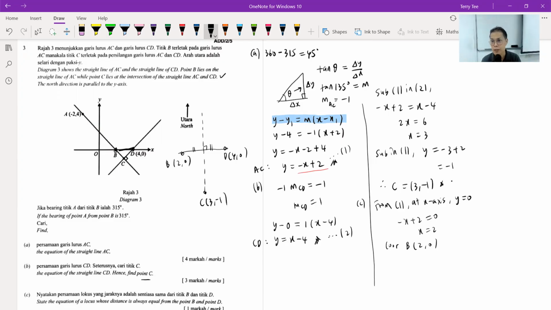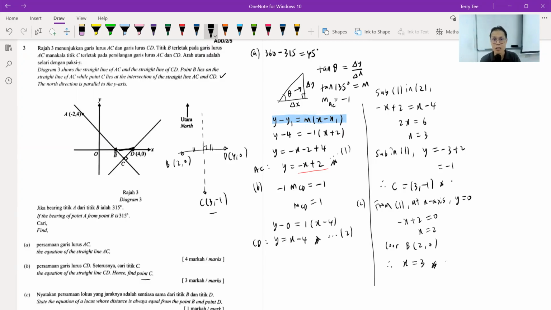So this vertical line must pass through point C. And therefore, we know the equation of this perpendicular bisector is a vertical line. It's just x equals 3. Remember, if it's a horizontal line, we say y equals a constant. If it's a vertical line, x equals a constant. It's just x equals 3. There's nothing else you need to do.